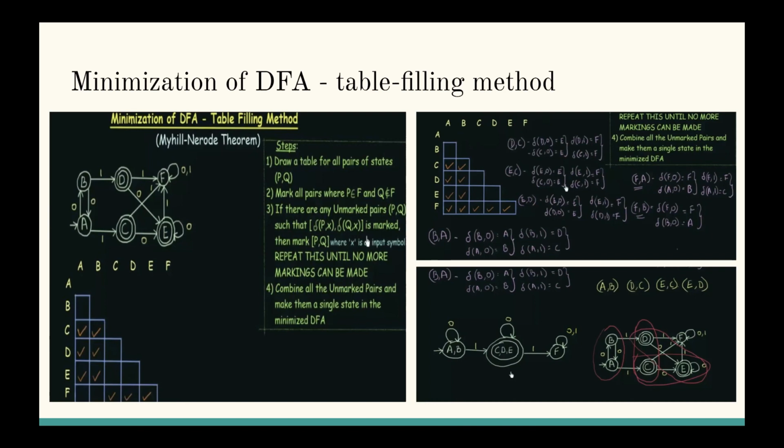And then our last step will be to combine all the unmarked pairs and make them into a single state in the minimized DFA. So these 4 pairs are the unmarked pairs. And what do I mean by this? Well, these are the equivalence classes that we stated in the theorem. And for n equivalence classes, we have n states in our minimal DFA. And so when we draw this out, we can see that these three states can be combined into one state. So technically, we only have 3 states in our minimal DFA.